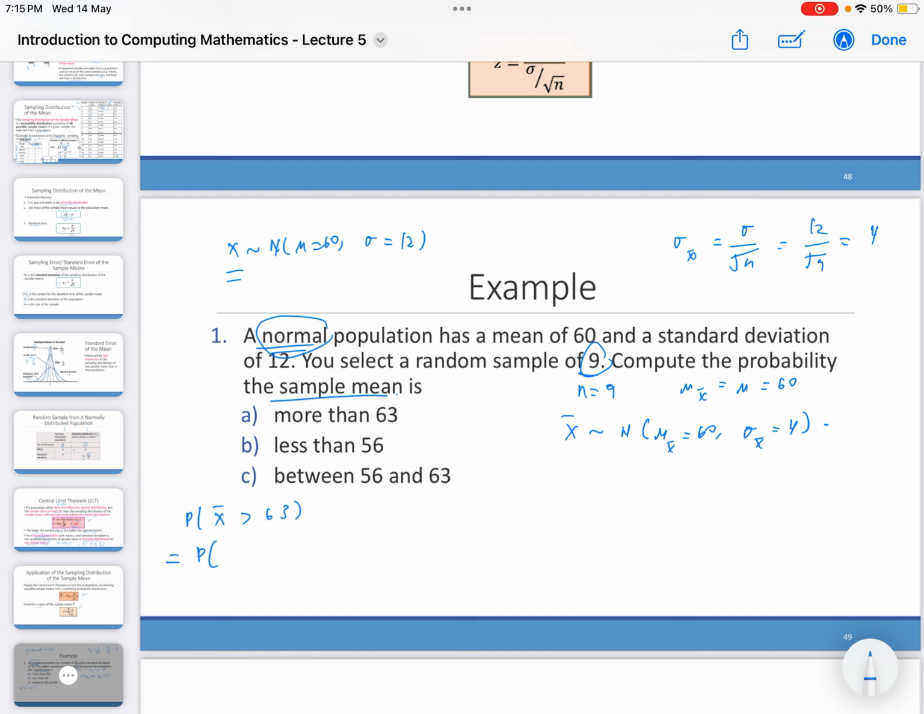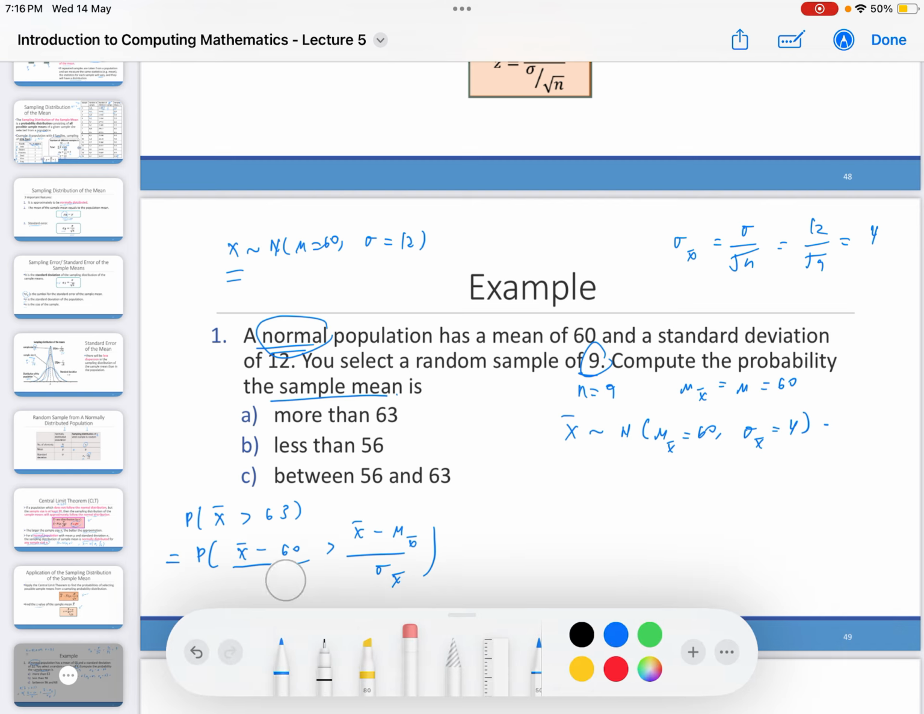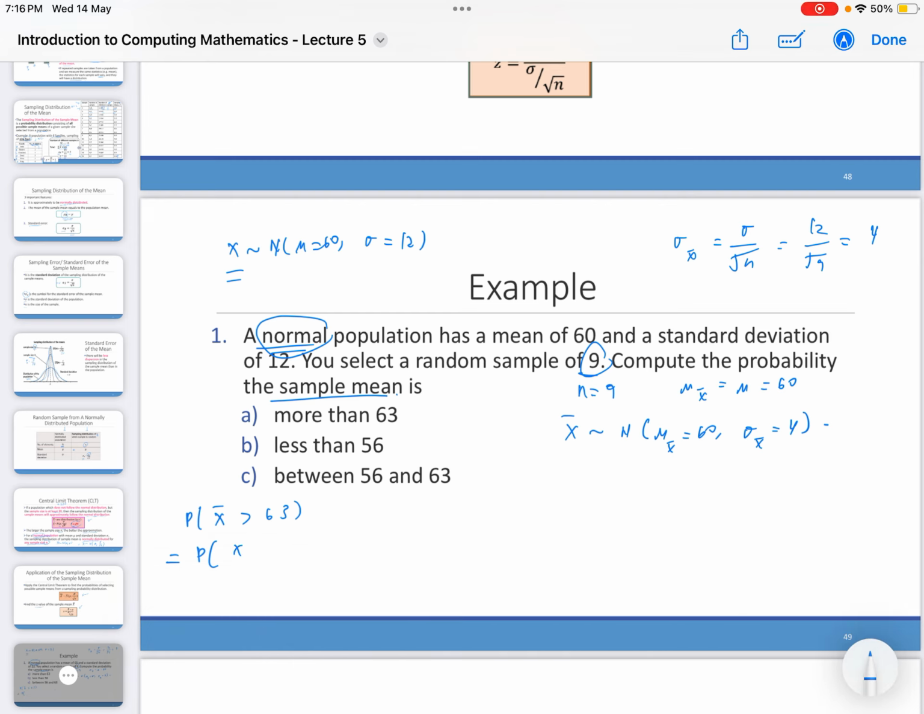So this one equals the probability of x bar minus the mean, which is 60, divided by the standard deviation, which is 4. Sorry. Okay, let me do it again. This one is x bar minus the mean divided by standard deviation, greater than 63 minus the mean, which is 60, divided by standard deviation, which is 4.